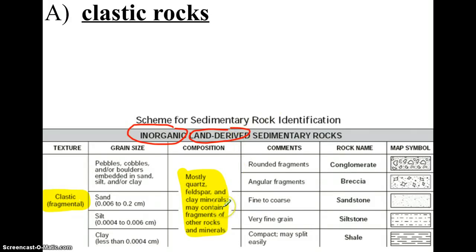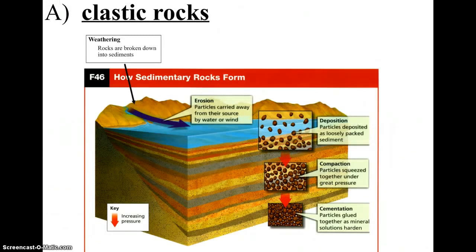These clastic rocks are all created in a 5-step process, which I like to call the WEDCC processes. This diagram shows you the WEDCC processes. So let's start with the W, which stands for weathering. Okay? In order to get sediments, existing rocks have to be broken down. That process is called weathering.